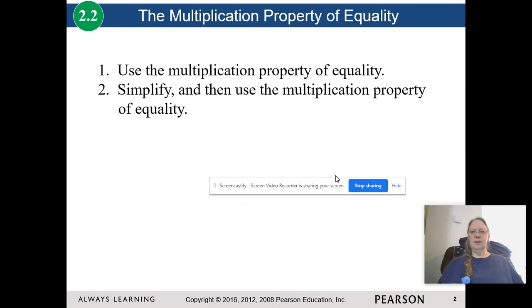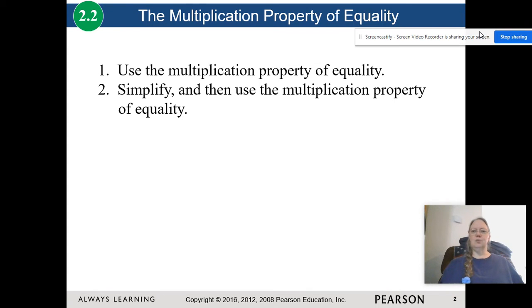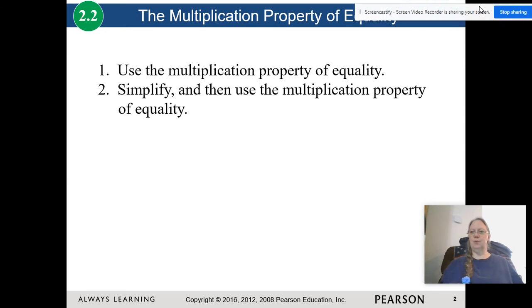All right, let's take a look at section 2.2, the multiplication property of equality.